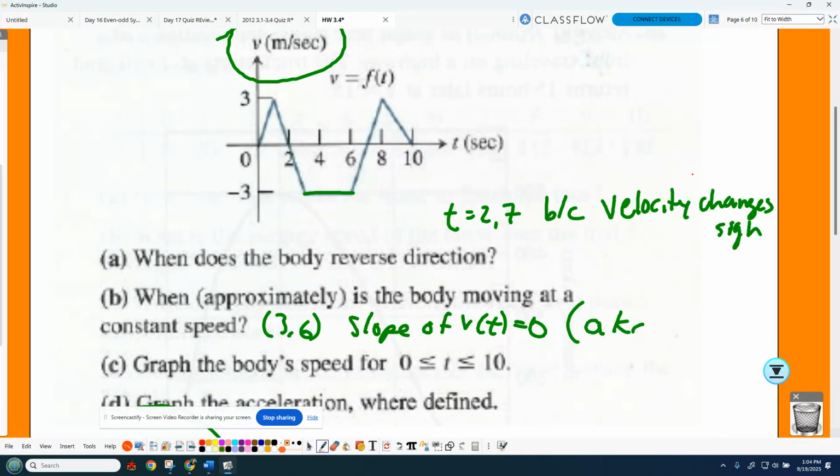So somehow you need to say, if you want to say acceleration is 0, but I gave you a graph of velocity, you need to tell me how you are reading acceleration from the velocity. Well, the slope of velocity is acceleration.